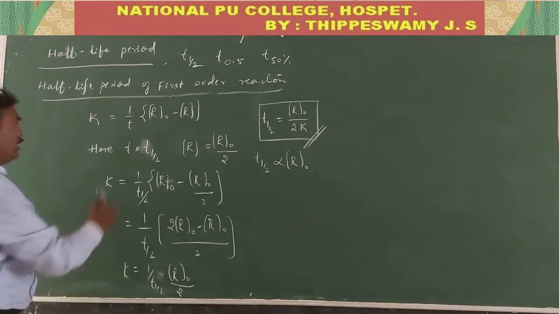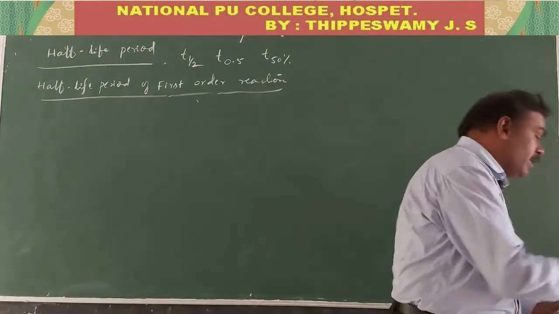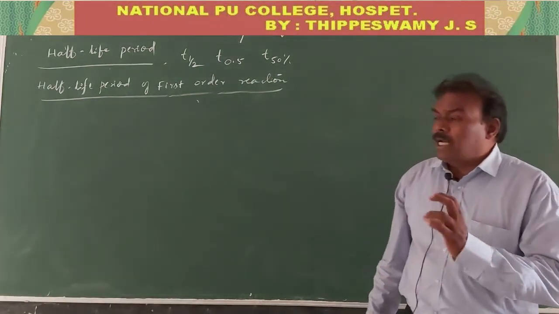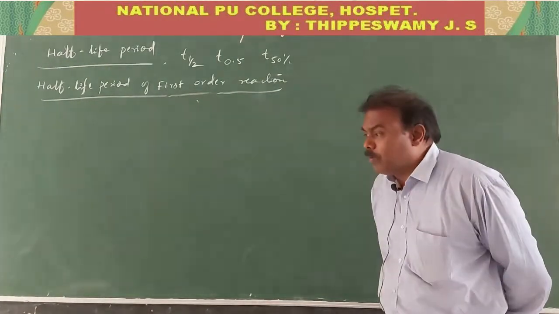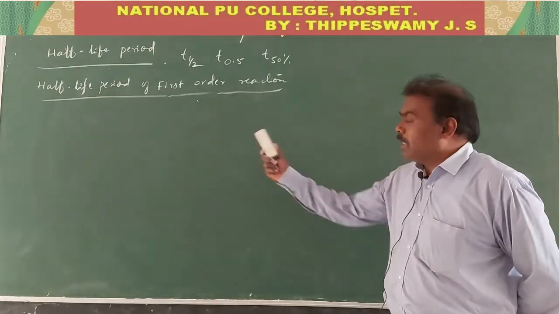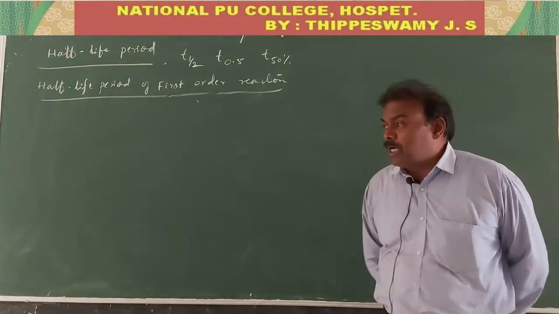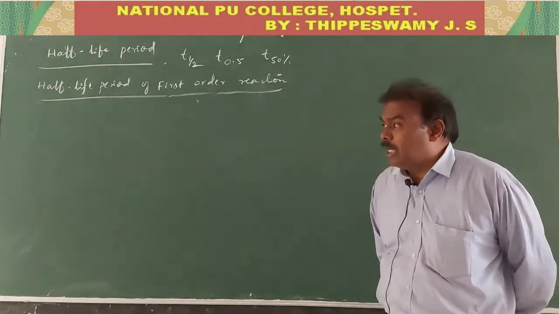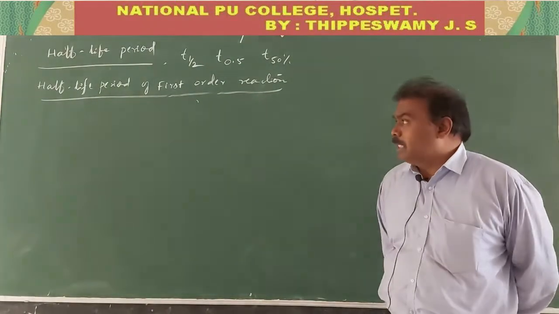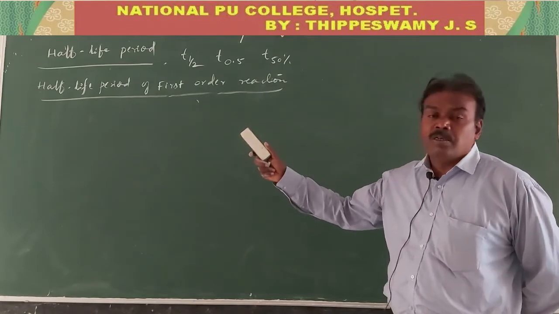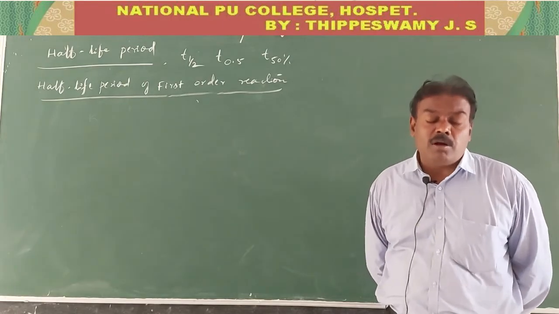For a first order reaction, listen to me, these are all very important points only. The integrated rate equation for the first order reaction and for the zero order reaction are very, very important. We derived that, and we know the term half-life period, and how the half-life period and zero order reactions are related we have also studied.